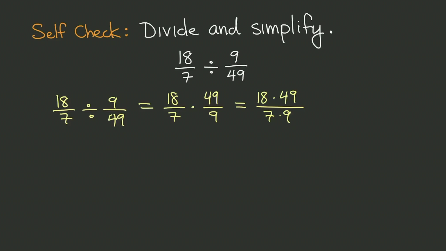Now, 7 and 49 both have 7 as a factor, so we can divide 49 by 7 to get 7, and we divide 7 by 7 to get 1. Now 18 and 9 both have 9 as a factor, so we'll divide 18 by 9 to get 2, we'll divide 9 by 9 to get 1. So in the numerator, that's going to leave us with 2 times 7, which is 14, and in the denominator we'll have 1. Or in other words, we could just write this as 14.